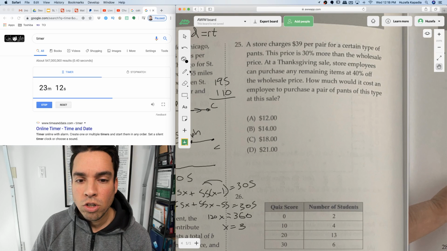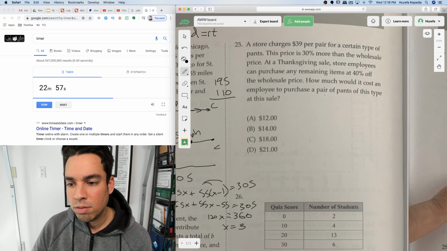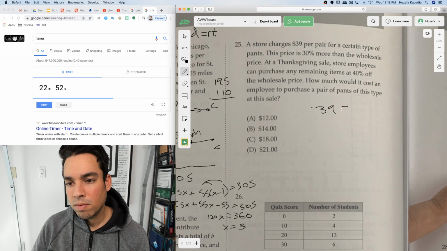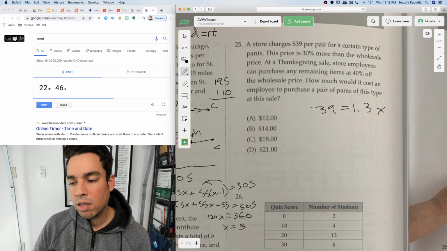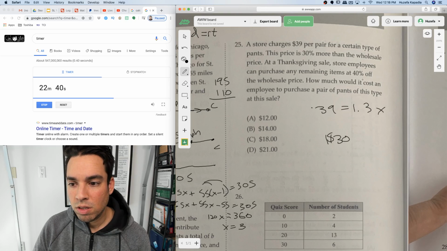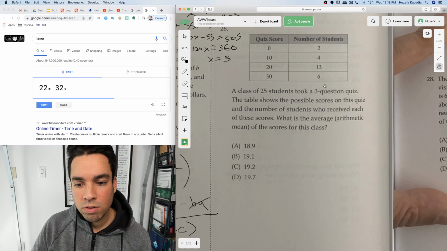All right, 25. Store charge is $39 per pair for a certain type of pants. The price is 30% more than the wholesale price. At a Thanksgiving sale, store employees can purchase any remaining items at 40% off. So 39 equals 1.3x. Oh, so then that's 30. So $30 is the wholesale price. 40% off would be that times 0.6, which is 18. Okay, I've got to make up for some time here.